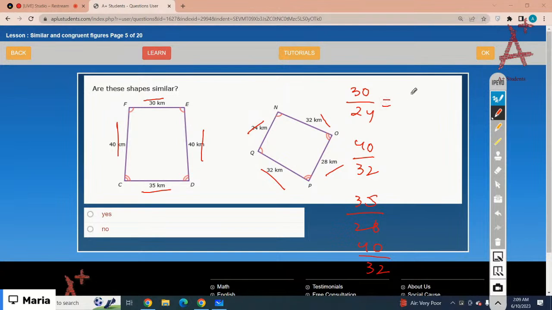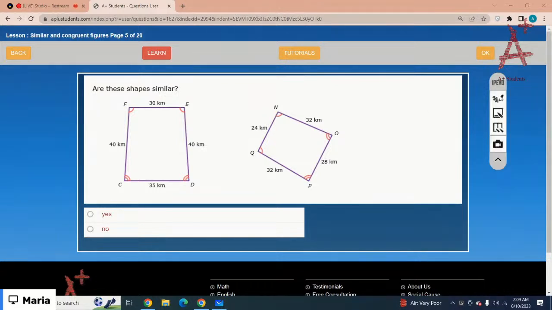Okay, 5/4. 8 times 5 is 40. Yes, I think that's the one we did on the tutorial. Got it? Yes, they are all equal. So they are. The shapes are exactly similar. Got it? That's the one we did on the tutorial. So yes, they are similar. The correct option is yes.